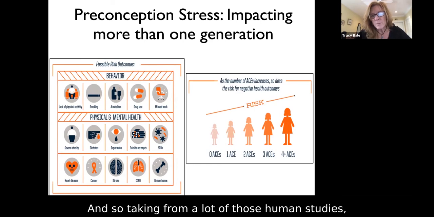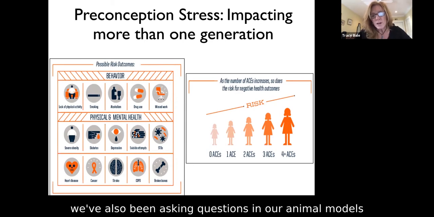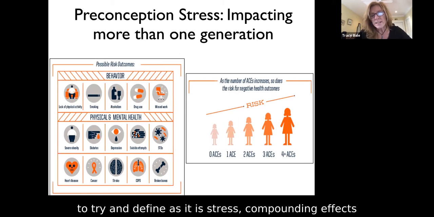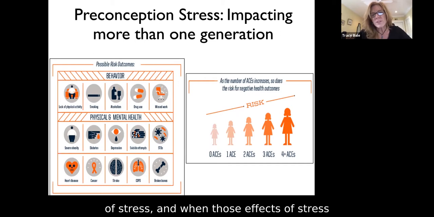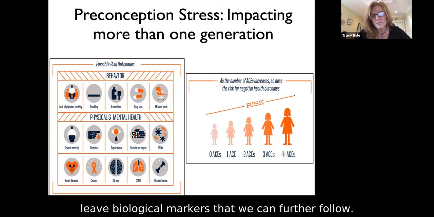And so taking from a lot of those human studies, we've also been asking questions in our animal models to try and define stress, compounding effects of stress, and when those effects of stress leave biological markers that we can further follow.